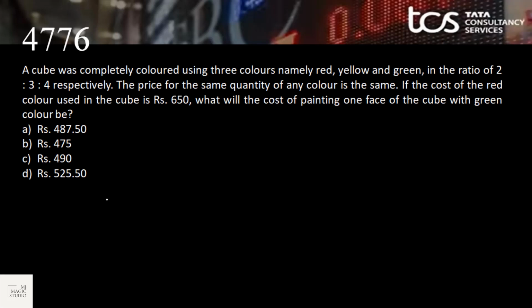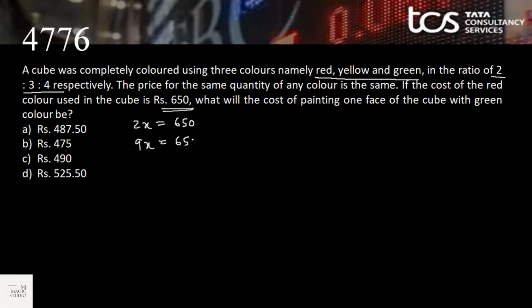Okay, so this time we have a cube. A cube was completely colored using 3 colors, namely red, yellow and green, in the ratio of 2:3:4. The price for the same quantity of any color is the same. If the cost of red color used in the cube is 650, let the area covered by red color be 2x. That means 2x is equivalent to rupees 650. And the total area covered is 2 plus 3 plus 4, that is 9x.